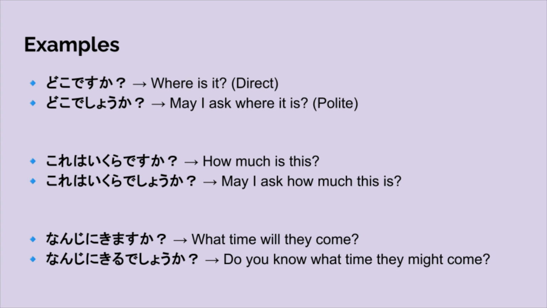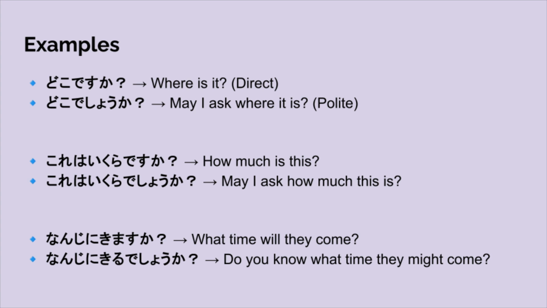Same thing, number 3, nanji ni kimasu ka? What time will they come? That's the more direct version. And then nanji ni kuru deshou ka? So the way that I will explain this is you can't be double polite. Kimasu, the masu form, is already polite in this case. Then you add deshou ka at the end of it.